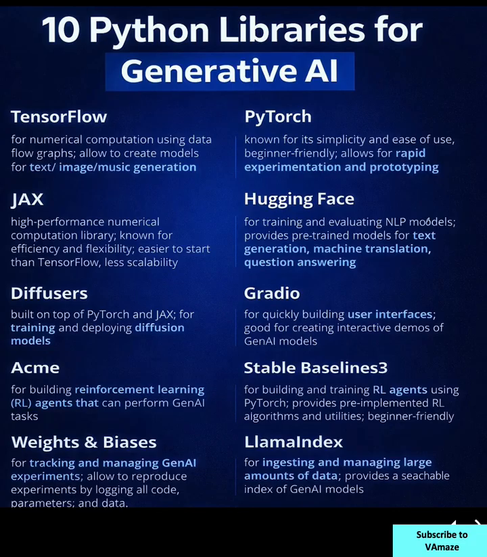Diffusers, built on top of both PyTorch and JAX, is your go-to library for training and deploying diffusion models. If you've ever used Stable Diffusion or DALL-E-style image generation, you've benefited from what Diffusers makes possible. It abstracts the complexity of the diffusion pipeline into clean, reusable components.